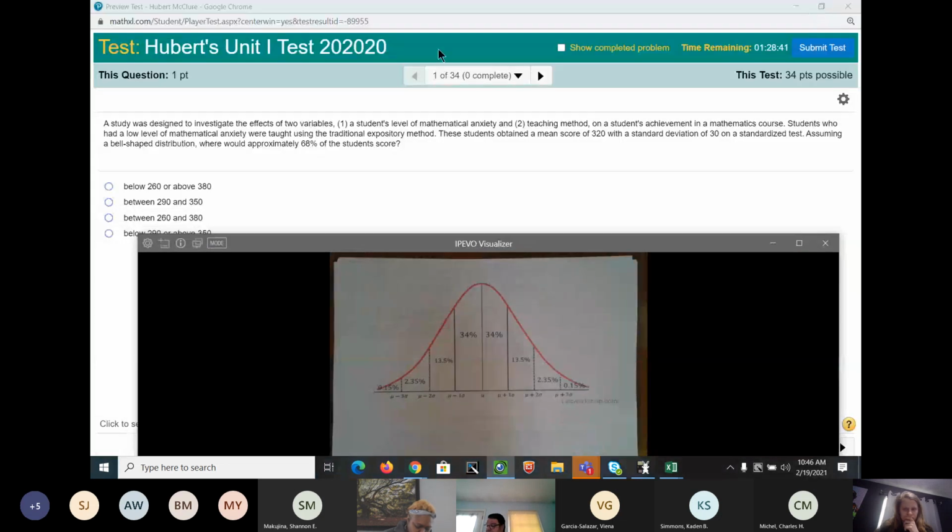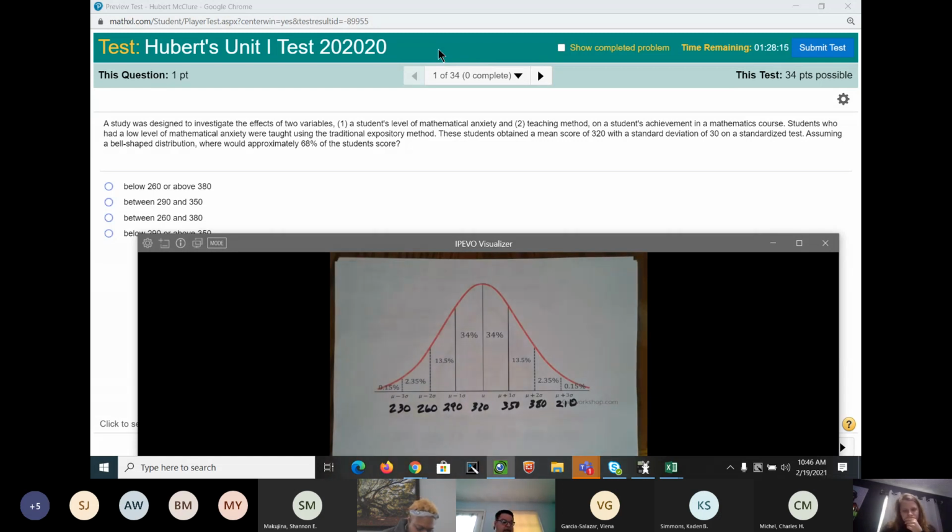320 and 30. 320, 350, 380, and 410. Somebody check my math, please, because I suck at adding sometimes. 320 minus 30 is 290. 290 minus 30 is 260. And 230.